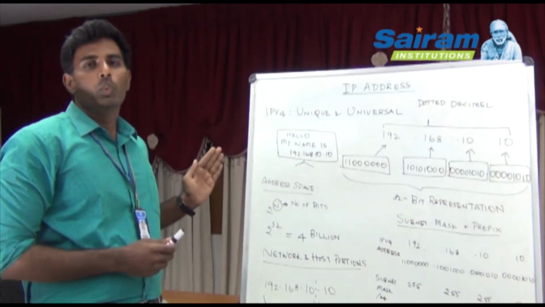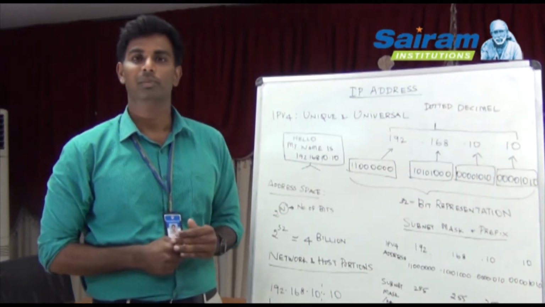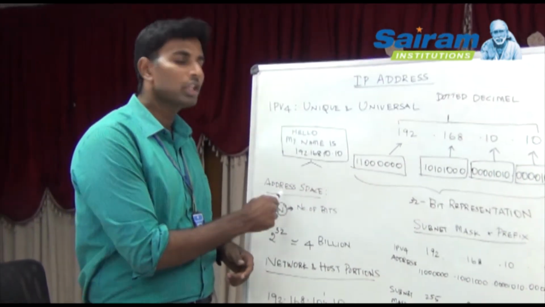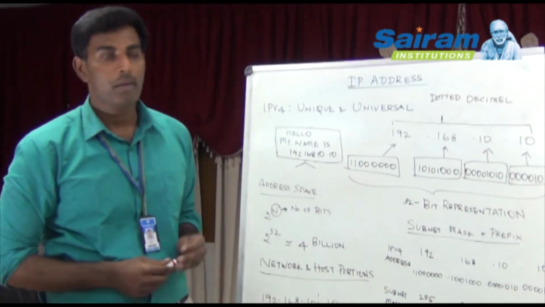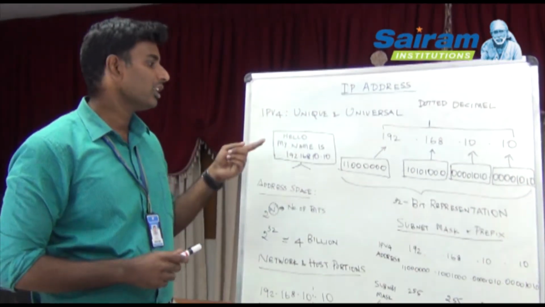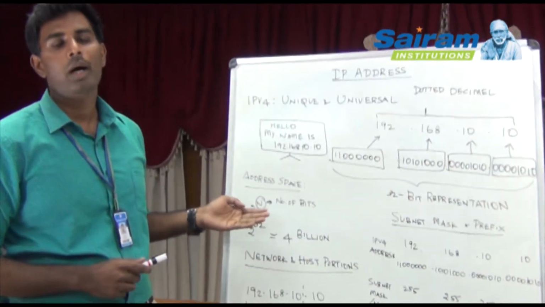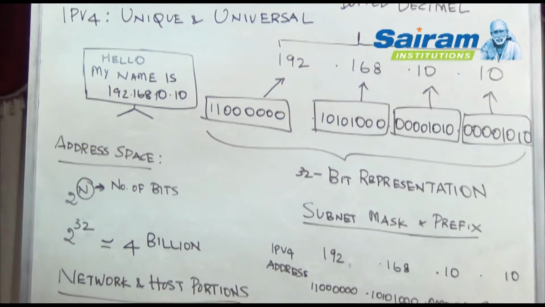Right. Now with this address, we have to guess how many IP addresses are possible. That is given by the address space. The formula is 2 to the power of n, where n corresponds to the number of bits present in the IP address. As you can see, it is a 32-bit representation, which means 2 to the power of 32, approximately 4 billion addresses should be available. Wow, that's a large number, right?